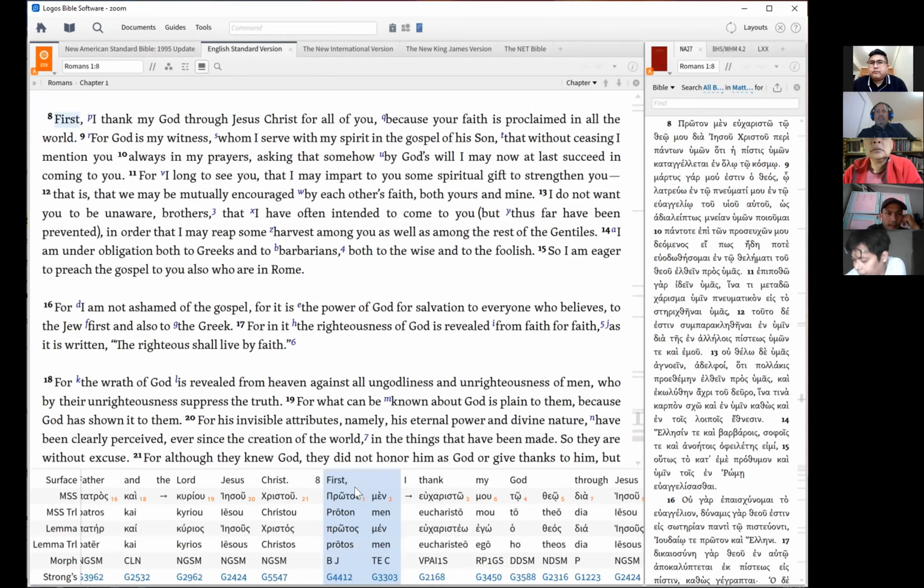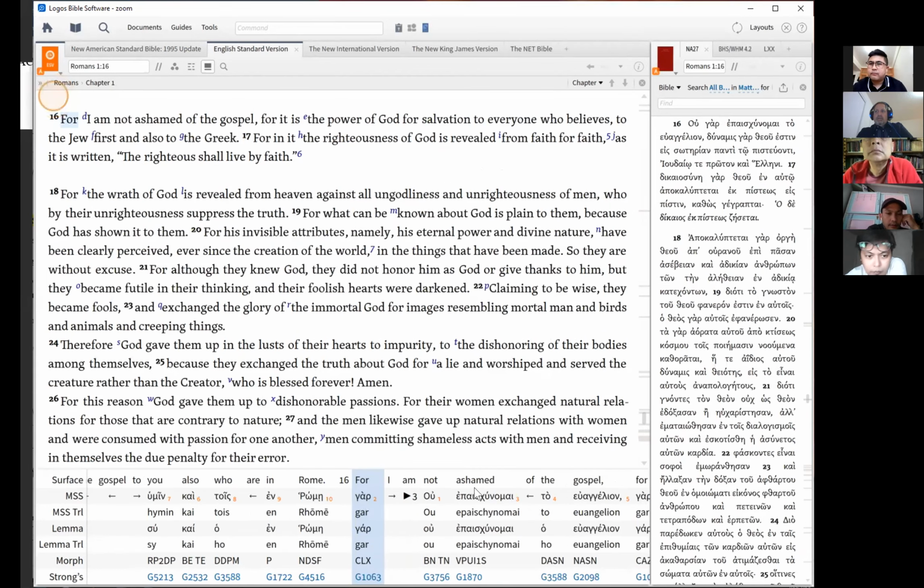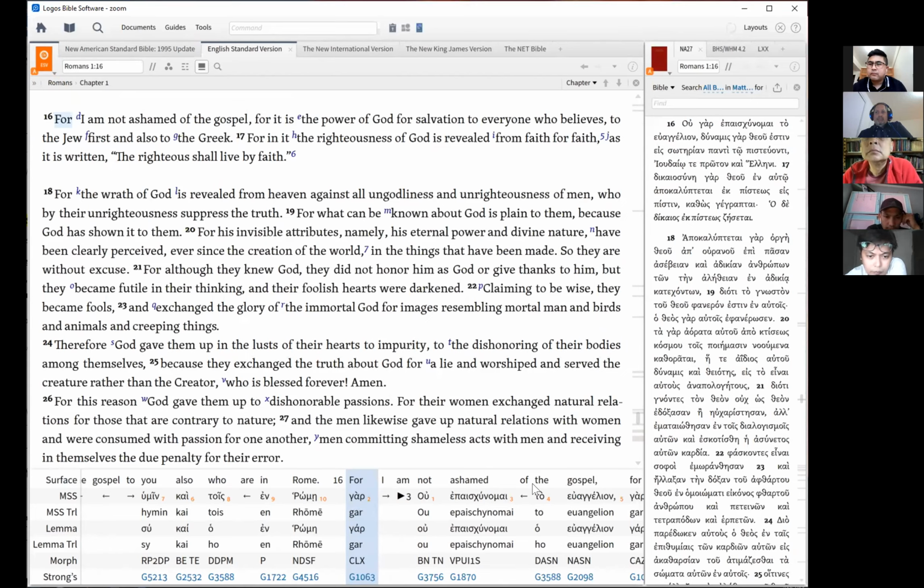Let's do Romans 1:16. I think you guys can see this. Yeah, it's the same interlinear. So in this case, it's the Logos interlinear. I don't know which interlinear they use. Which Bible software? You have Olive Tree? I'm using Olive Tree. So apparently, they're using the same kind of interlinear.